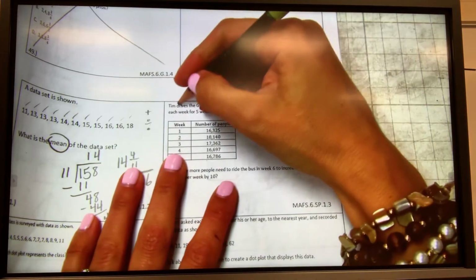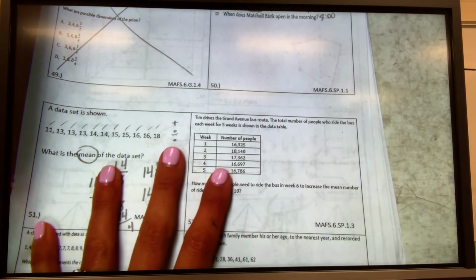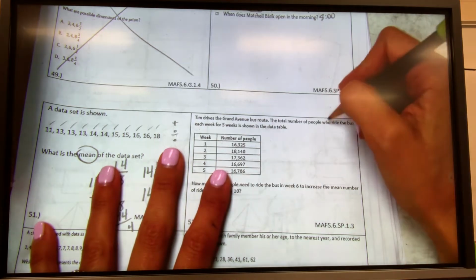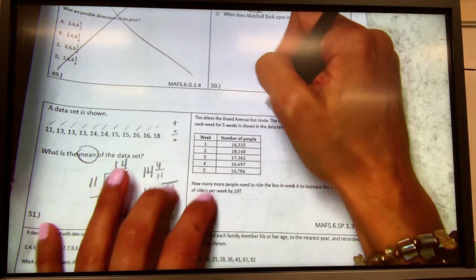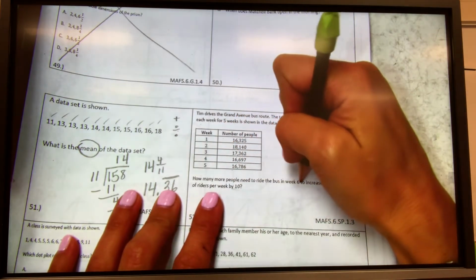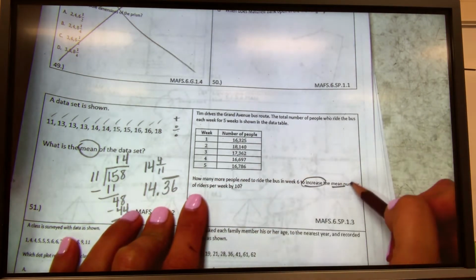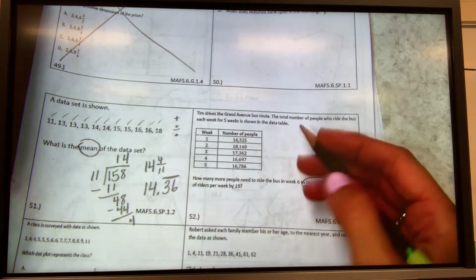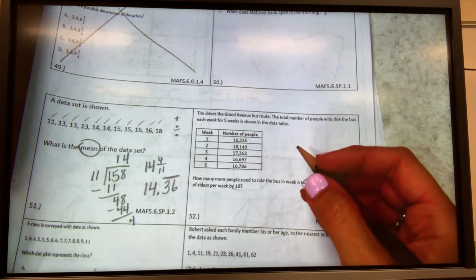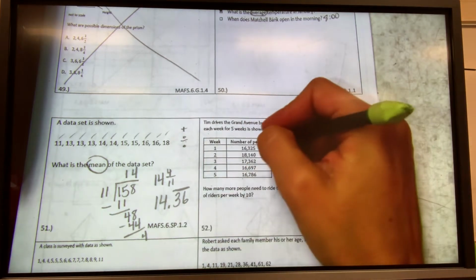Number 52 says Tim drives the Grand Avenue bus route. The total number of people who ride the bus each week for 5 weeks is shown in the data. How many more people need to ride the bus in week 6 to increase the mean number of rides per week by 10? Okay, I want to increase the mean, so I want it to go up. So currently, I have a mean.